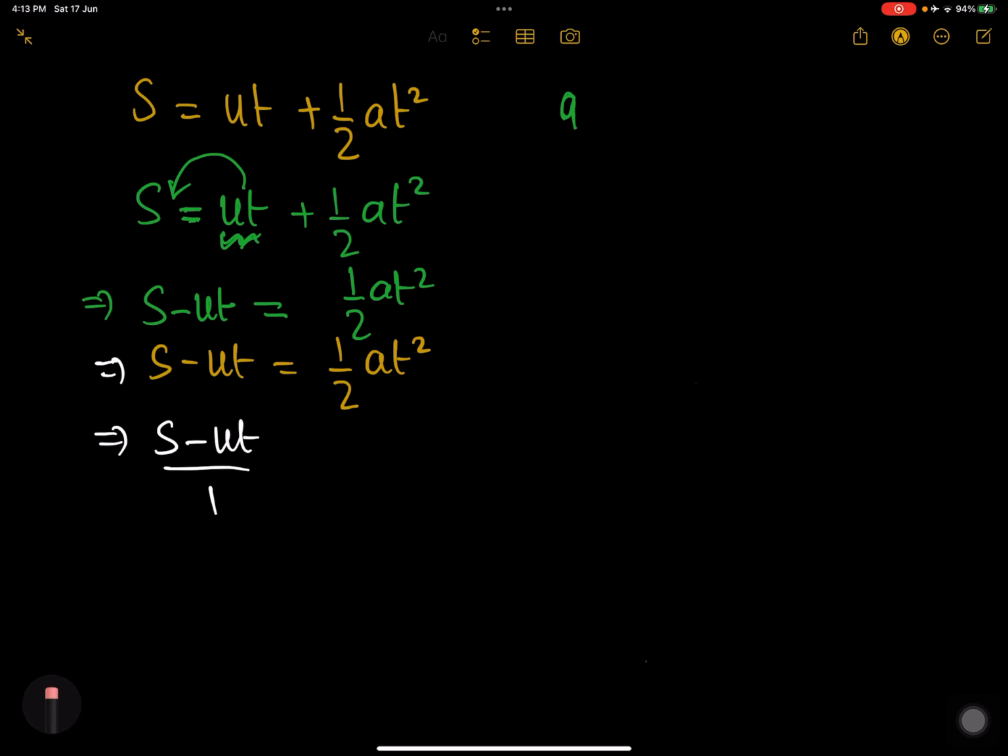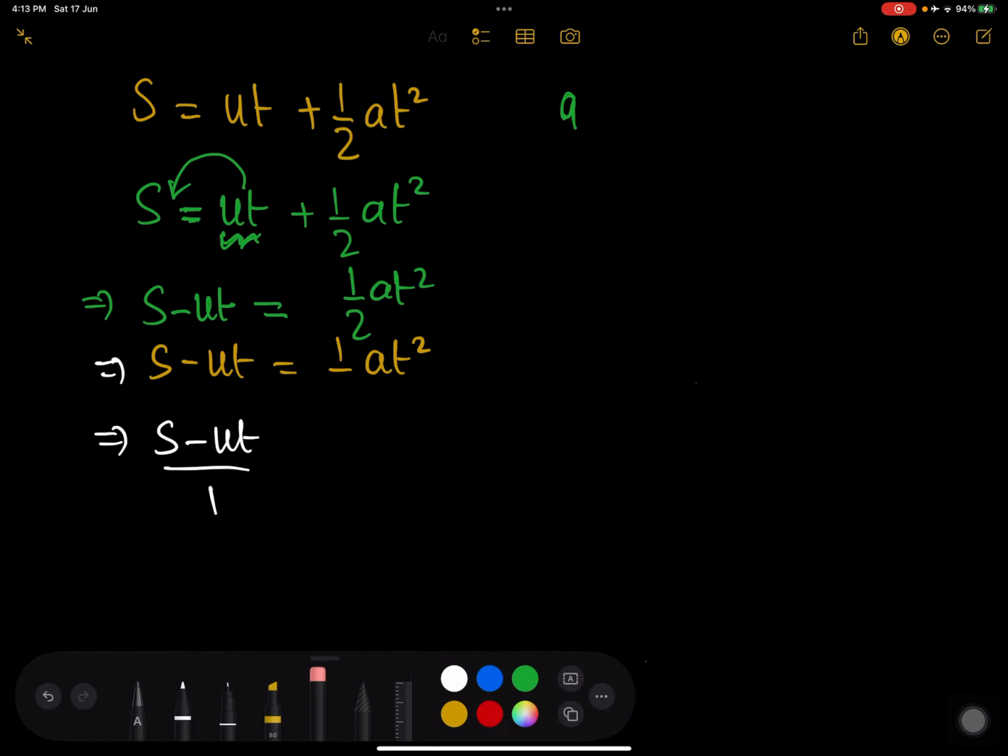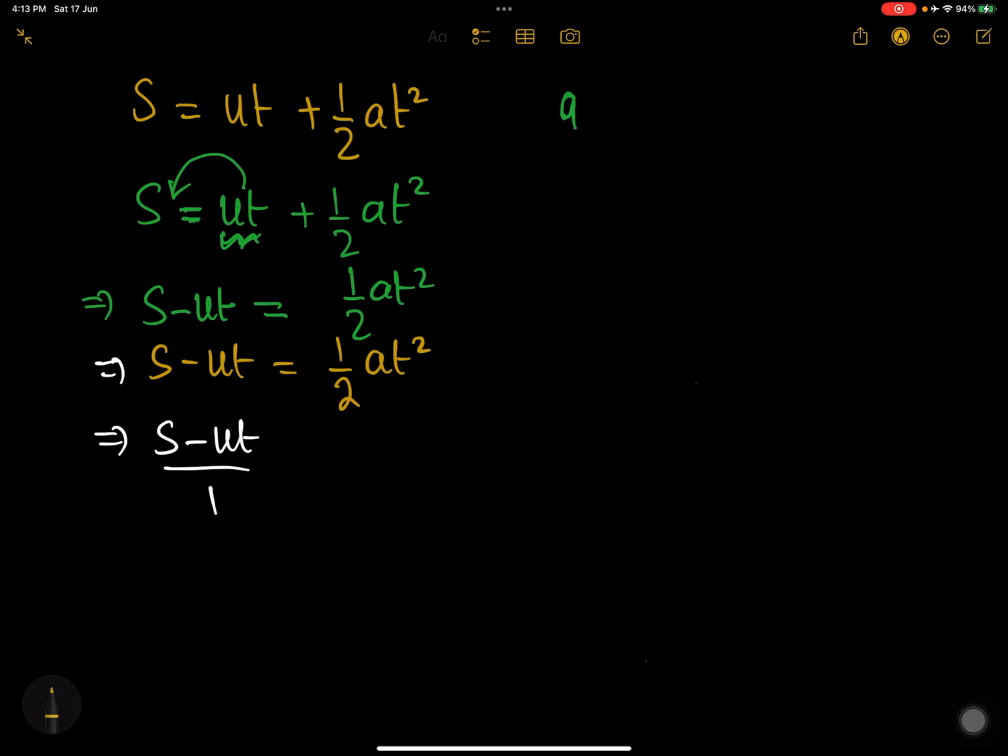We want to do that because the right hand side is already in fraction form, so we want to make the left hand side also in fraction form. So we have s minus ut over 1 is equal to at squared divided by 2. Can you see that? Now the left hand side is a fraction and the right hand side is also a fraction. And once we have an equal to sign in the middle, don't forget this rule: a over b equals c over d. The moment we have an equal to sign in the middle, we can cross multiply. Do not forget that.